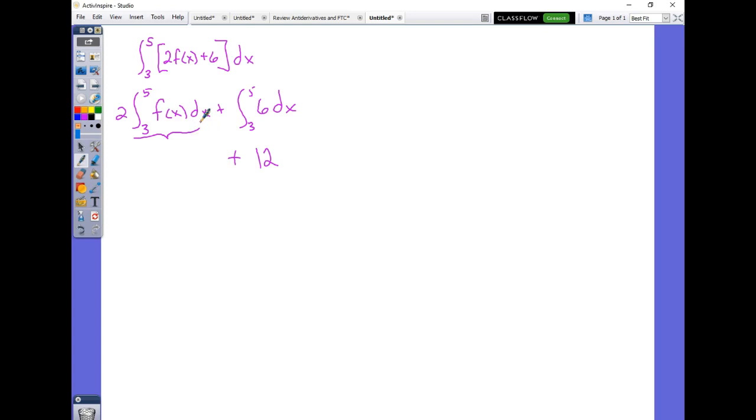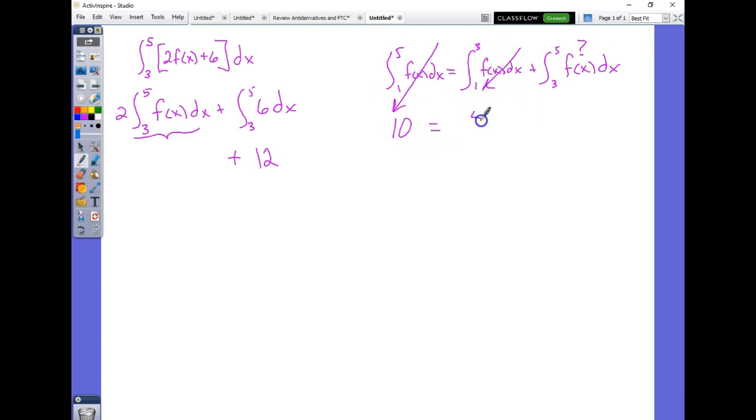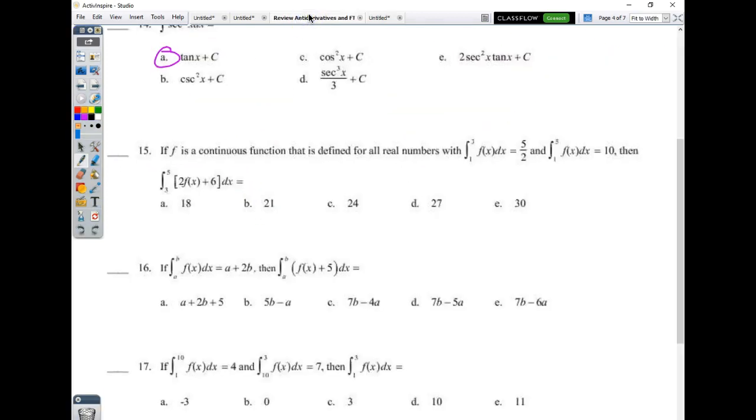And that's where the other pieces of information come in, because I know that from 1 to 5 f of x dx, that's really the integral from 1 to 3 f of x dx plus the integral from 3 to 5. And what I really need to figure out is what on earth is this, because I know what this is. That's 10, and I know that that's 5/2, plus I'm going to call that just some x value, in which case that x value should turn out to be 15/2. So this is 15/2. I've got 2 times 15 over 2, 15 plus 12. And if you check out our review here, you'll notice 27 is a possible answer choice.